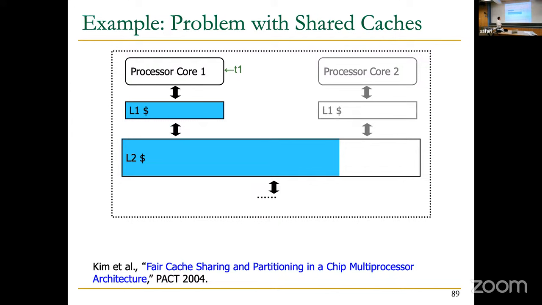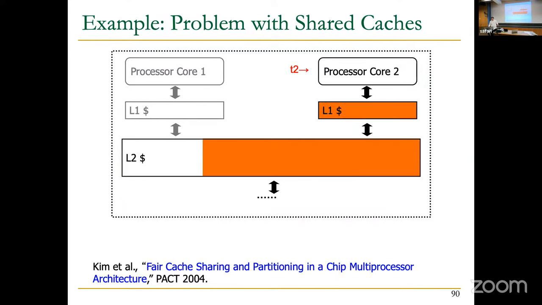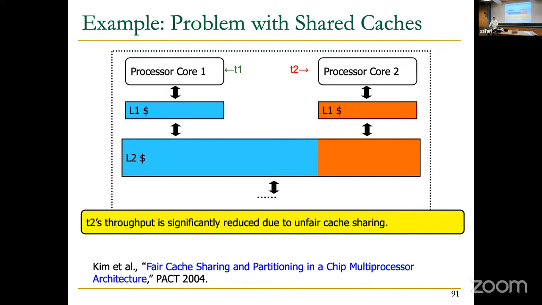This is an example. We have two processor cores here, with two threads running on each core. T1, when it's run alone, occupies this much cache space, the blue highlighted regions. And when T2 is run alone in the system, it needs this much cache space. Now, when you run them together, T1 occupies more cache space than T2. T1 has less of a slowdown than T2, but this is not fair, right? T2's throughput is significantly reduced due to unfair cache sharing in this case.